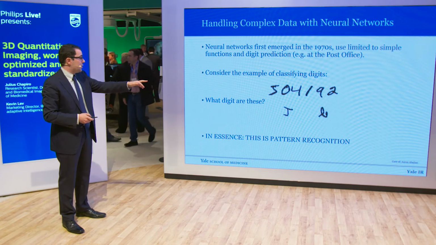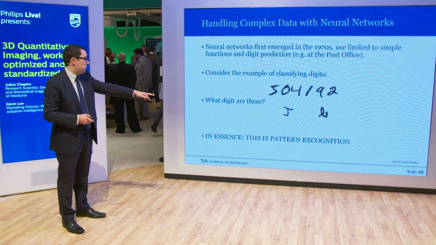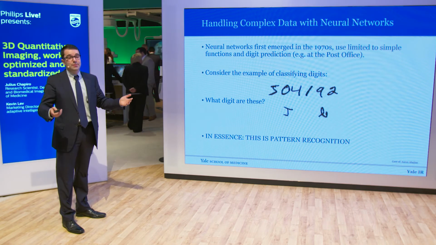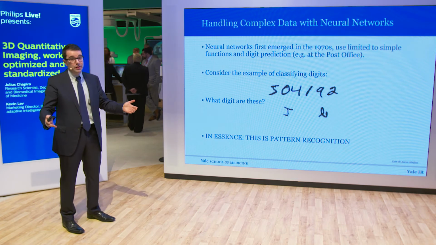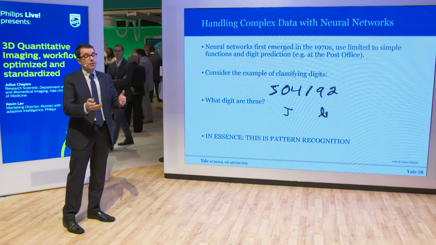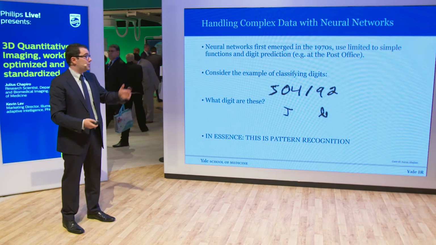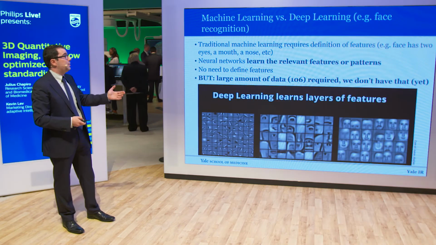And if you look at those numbers, what are these digits? This is a 4 and a 2. And in essence, what they did is pattern recognition. And diagnostic radiology, let's be frank, is pattern recognition plus discussion on the findings and then a suggestion. So the pattern recognition part can be automated.